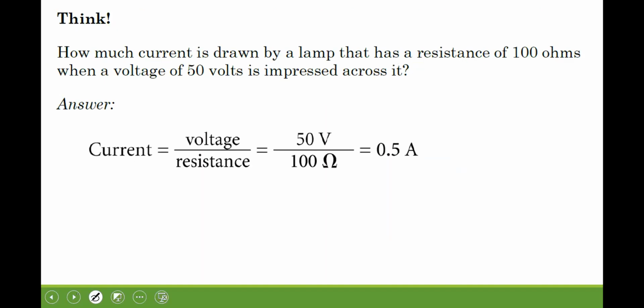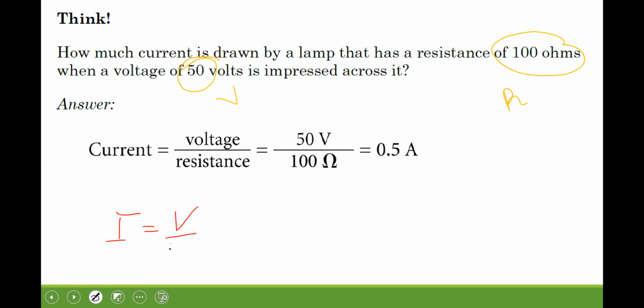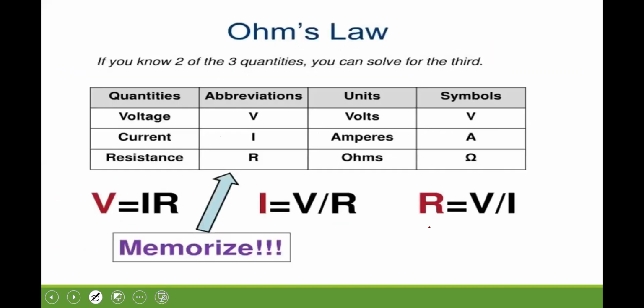Now, how much current is drawn by a lamp that has a resistance of 100 ohm? So here you have a resistance of 100 ohm with a voltage of 50 volt. I want to find the current. All of us know before that the current is the voltage over the resistance. The voltage is 50. The resistance is 100 ohm. So I have 0.5 ampere. This is how to use Ohm's law in mathematics.